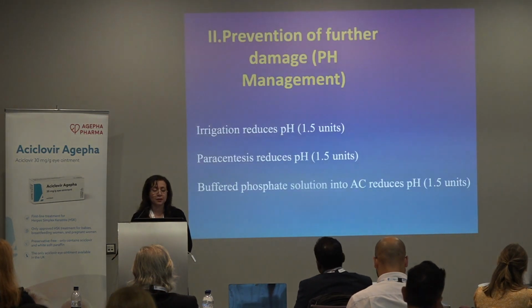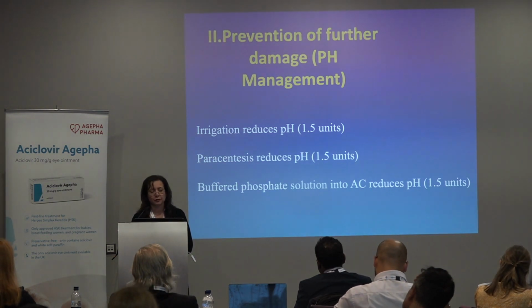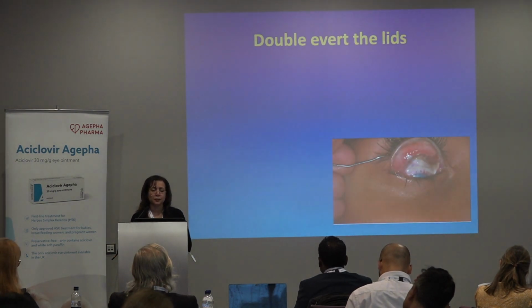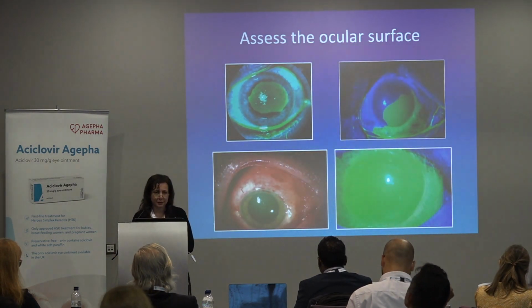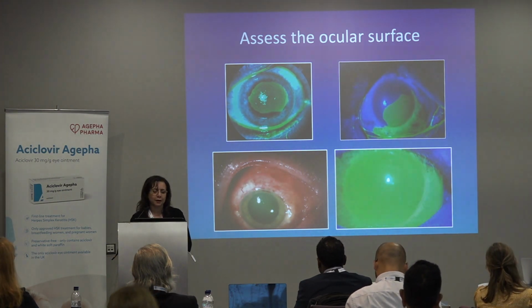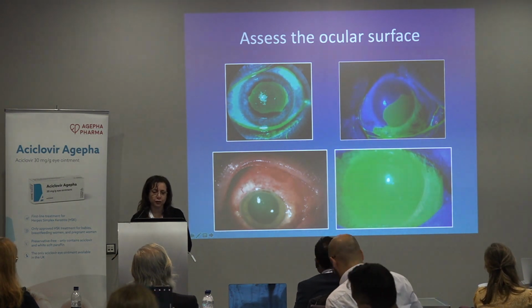Then there are other measures to change the pH, such as paracentesis, which we very rarely do, or injecting buffered phosphate solution into the AC, which I don't think I've seen done. But it's very important to double invert the lids, as we can see here. Then we assess the patients, and there are a couple of different gradings. The better one is obviously the DUAS classification for grading of chemical burns, because it doesn't only take the cornea into consideration but also the conjunctival staining. You have to document exactly how much of the cornea is stained and how much of the conjunctiva is stained.